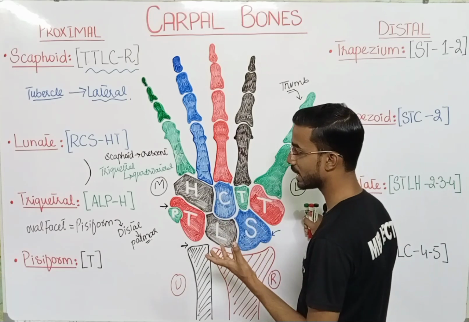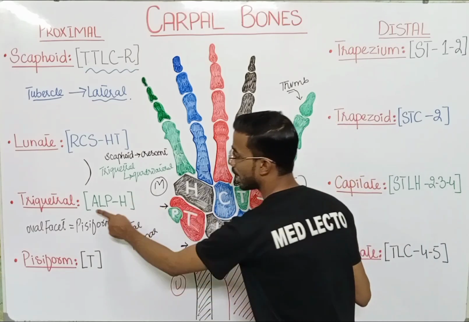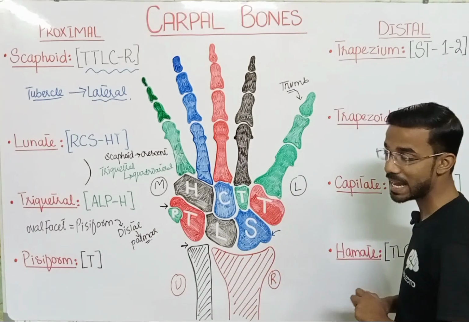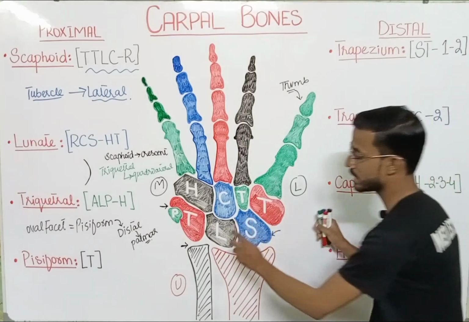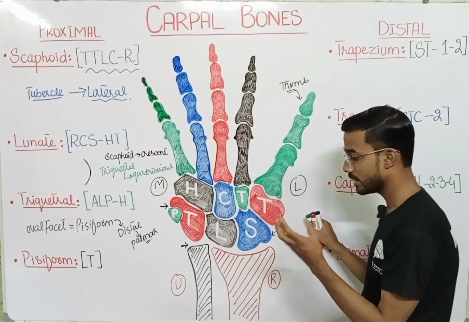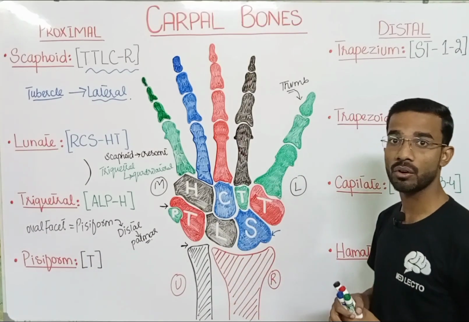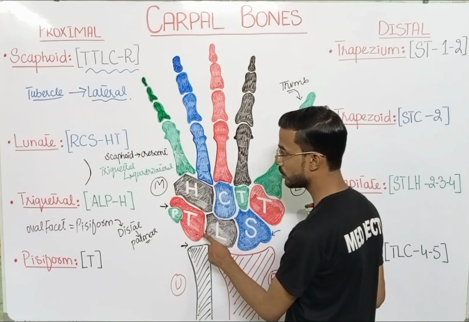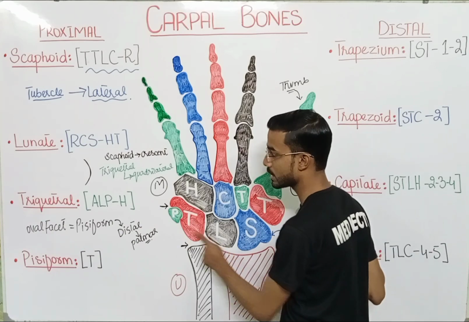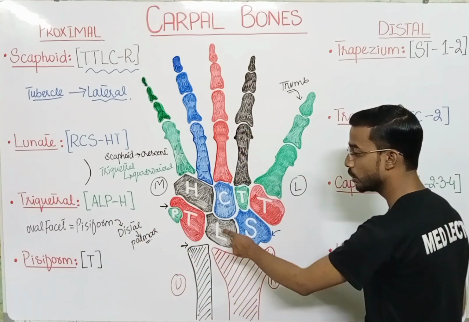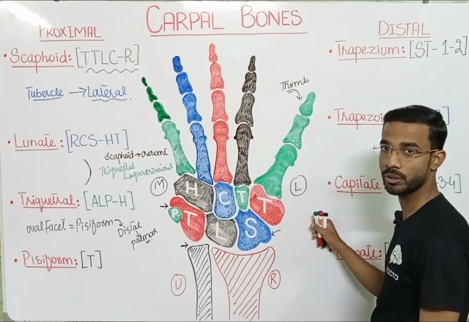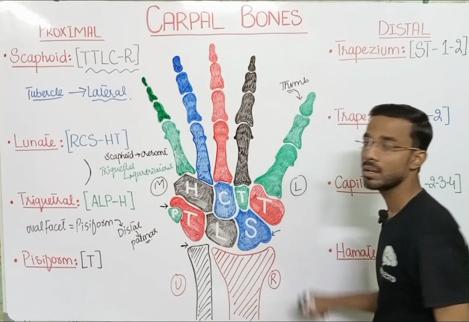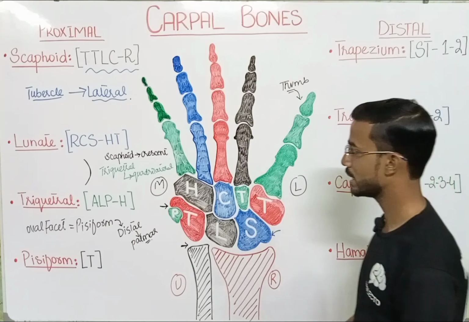And what bones will attach? You will remember it by ALP-H. A stands for articular disc, that disc for the ulna and the radius, so that disc is attached to the triquetral. Next is L for lunate; the lunate will also attach to the triquetral. P for pisiform, and H for hamate bone. So these are the different bones.